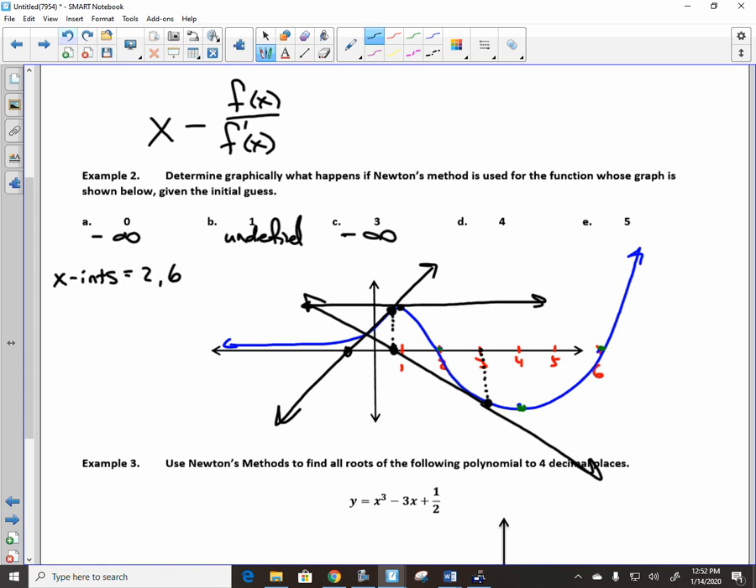How about 4? What happens if you guess 4? Yeah, you're not going to come up with 2 or 6 either. You're going to get an undefined result. Hopefully we can find one that works.